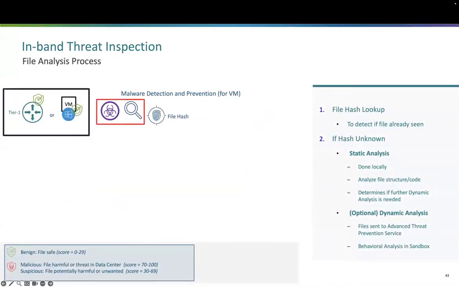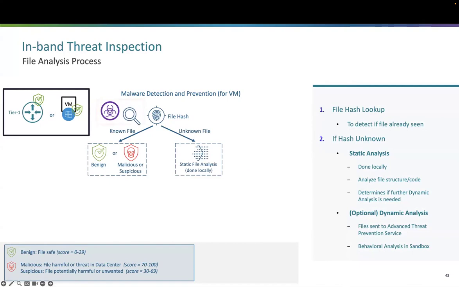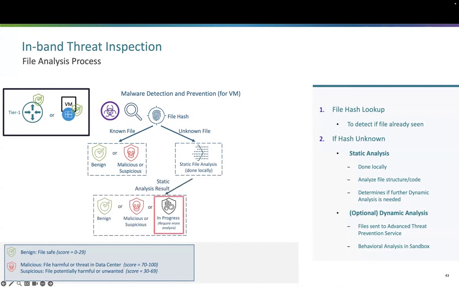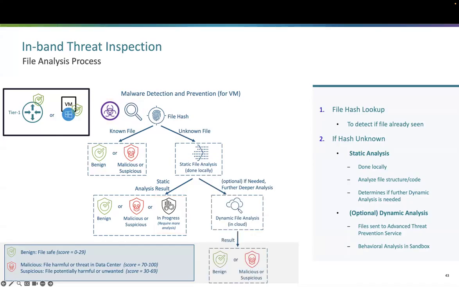All right, so check this out. Here's a little flow chart. We get a detection of malware. Looking at the file hash, if it's a known file, our local static analysis takes a look to determine if it's benign or malicious. If it's an unknown file, the static file analysis is done locally. The results of the static might show, oh, it's benign, oh, it's malicious, or I don't know, never seen this before. So if it's not benign or malicious or suspicious that we know of, that's when the dynamic file analysis will happen in the cloud, and then we'll get our result back from the dynamic analysis telling us if it's benign or malicious.